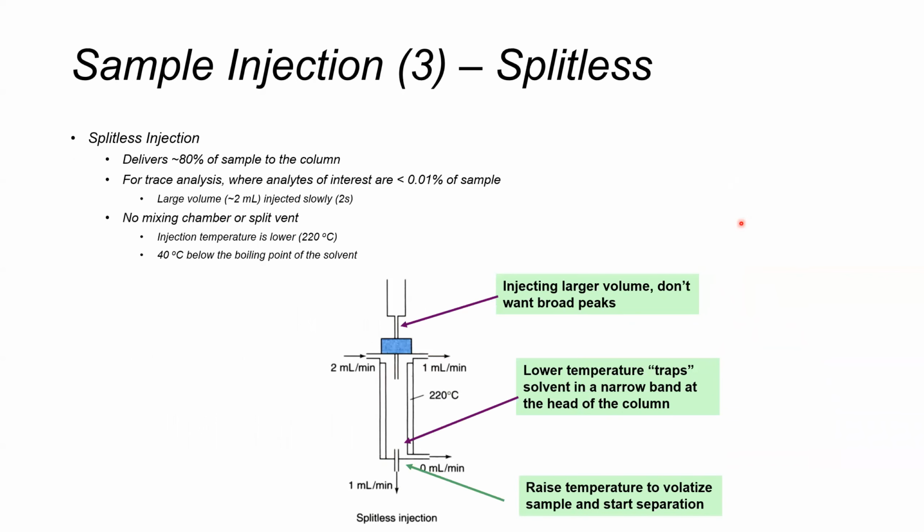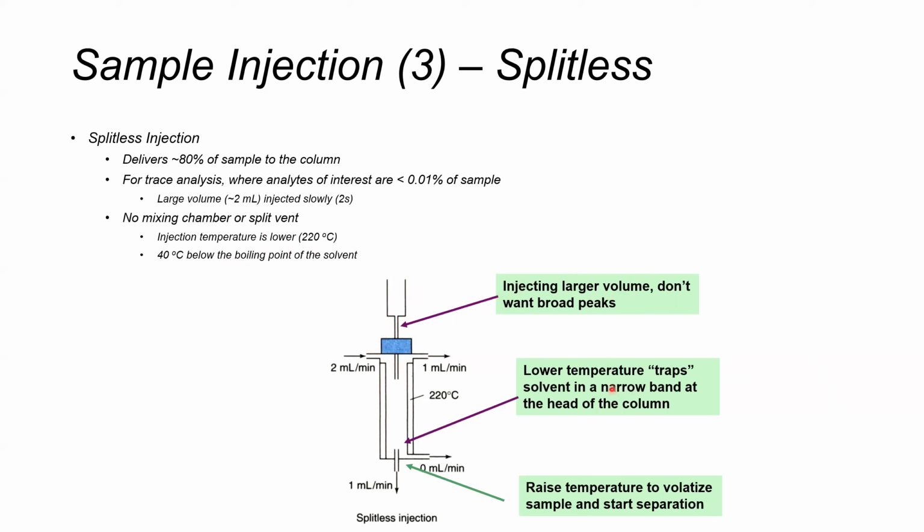So, splitless injection. This delivers around 80% of the sample to the column, for trace analysis, where analytes of interest are going to be less than 0.01% of the sample. So we're going to need large volumes injected over a few seconds, and no mixing chamber or split vent is present. The injection temperature is lower, 40 degrees Celsius below the boiling point of the solvent. Injecting a larger volume, we don't want broad peaks.